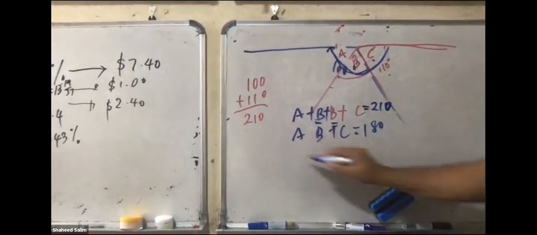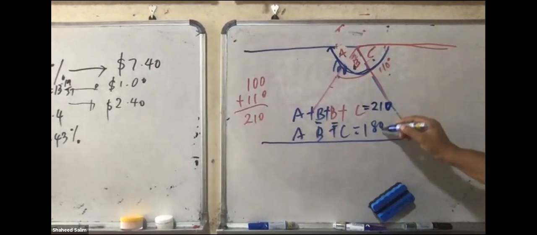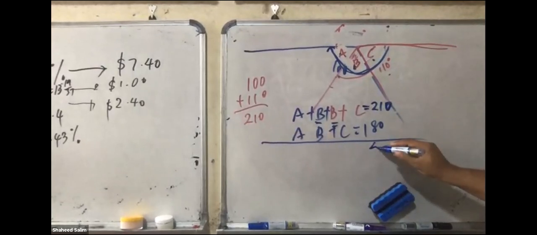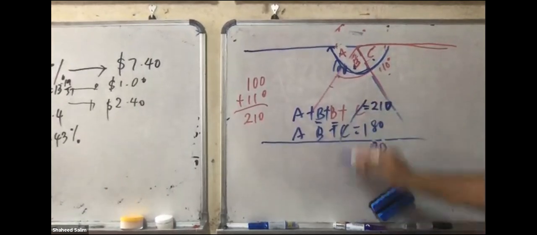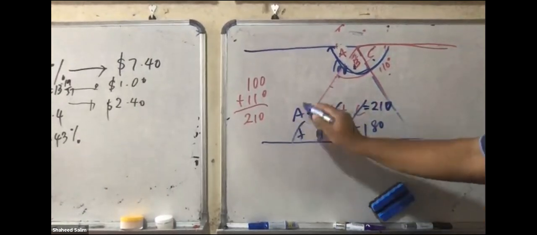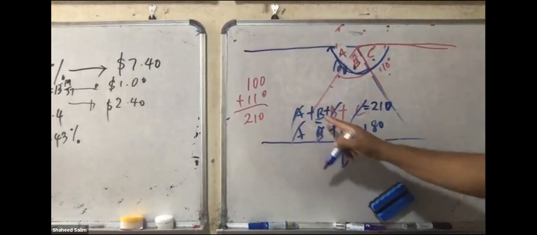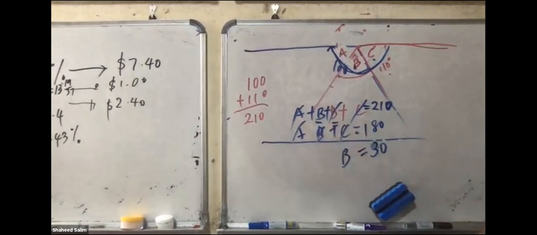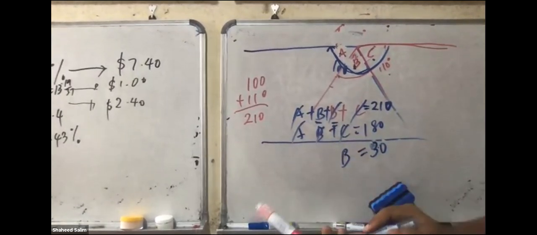So now, I minus this. 210 minus 180, I get 30 degrees. C minus C, no more C. B minus B, no more B. A minus A, no more A. B is the only one left. B equals 30 degrees. Do you get it?